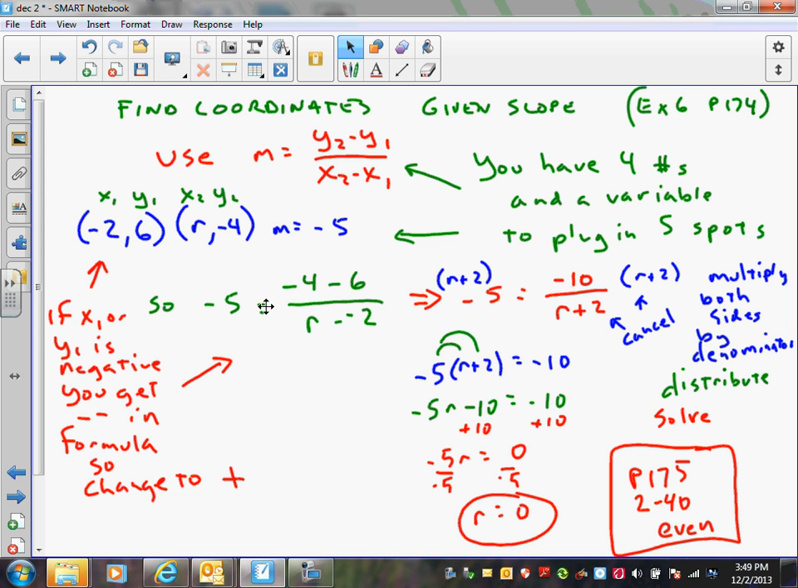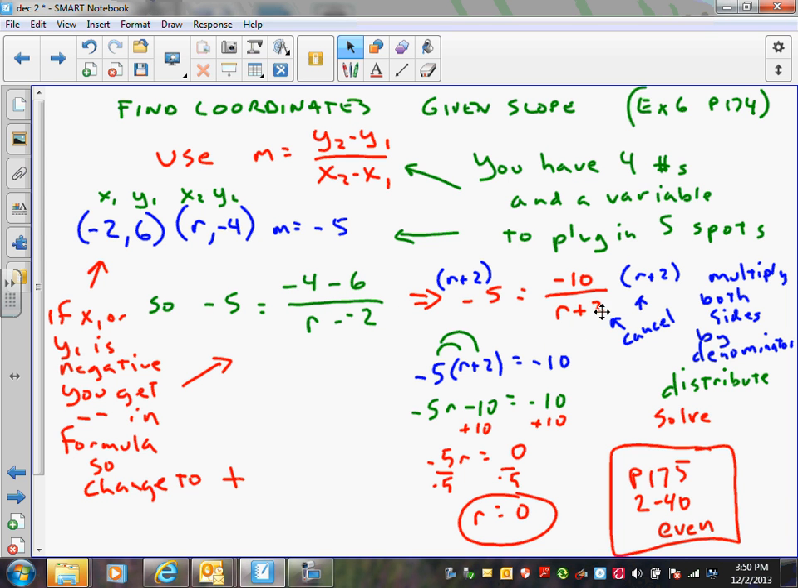My slope, -5, is equal to y2 minus 4, subtracted by 6, which is y1. Now, if x1 or y1 is negative, then because these formulas say minus y1, minus x1, we're going to have minus a minus in the formula, which you have to change to a plus. So I had -5 equals -4, subtract 6, over r minus a -2. So I simplified. I got -5 equals -10, that's -4 minus 6, over r plus 2.